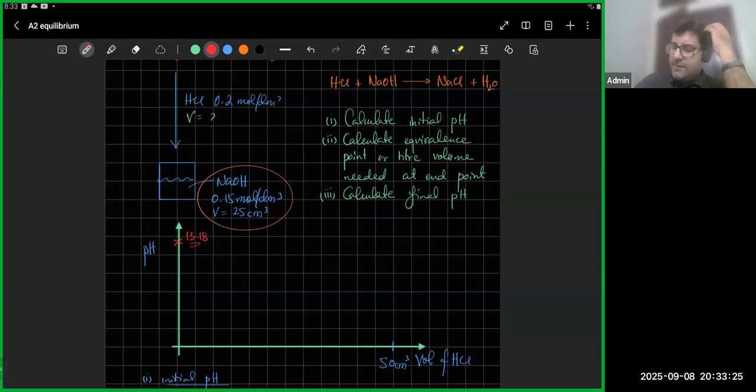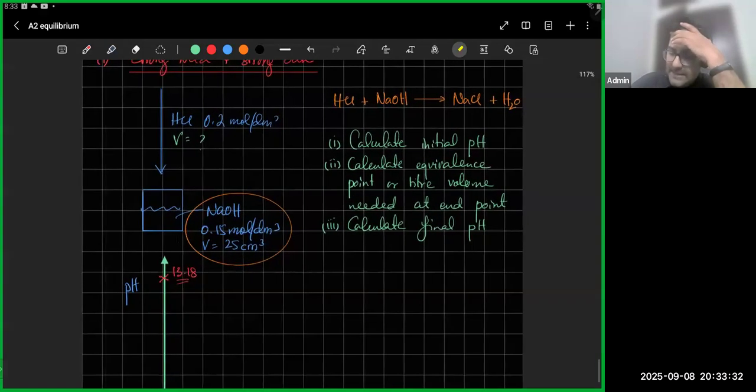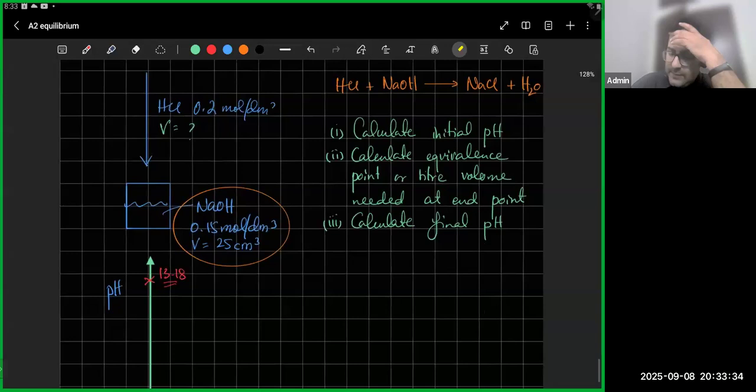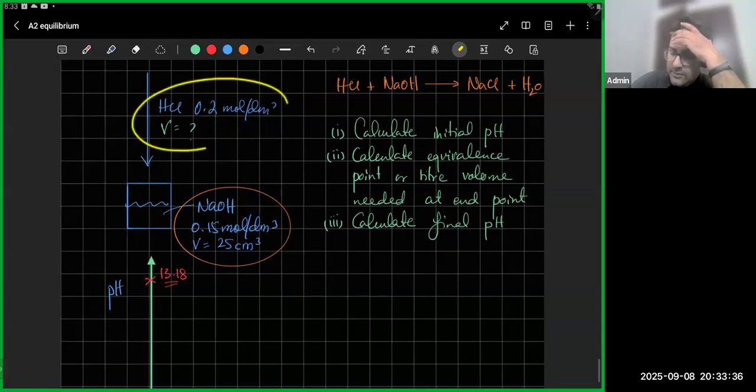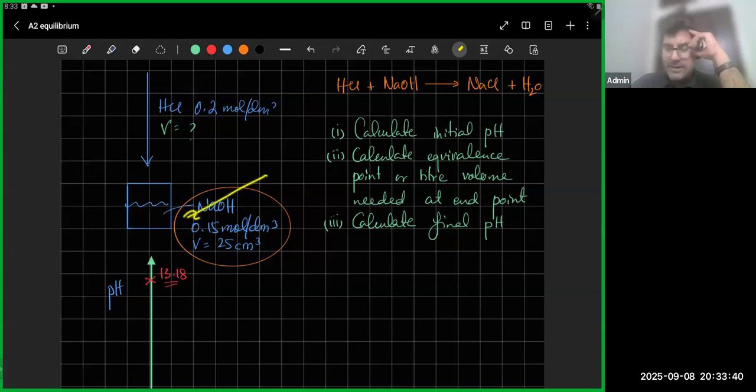So you started off with the initial pH, right? Now you need to find the equivalence point, or the volume of HCl that is required. For that we need to know at what point the NaOH will get completely neutralized. So how many moles of NaOH do we have over here? I'm going to do volume times concentration. So that's going to be 0.15 times 0.025.